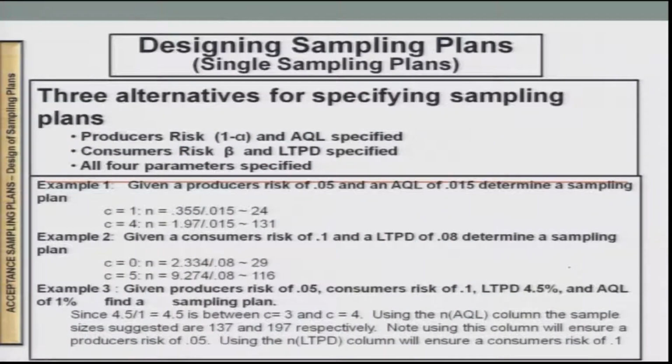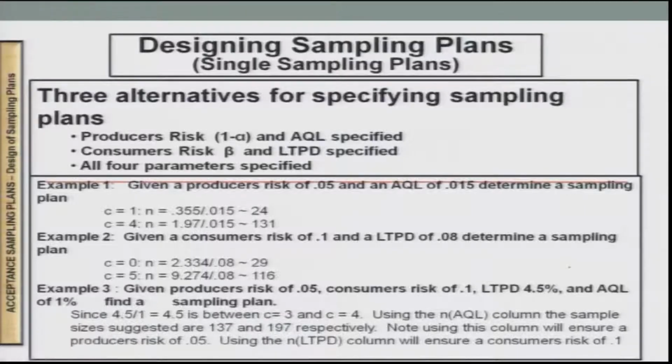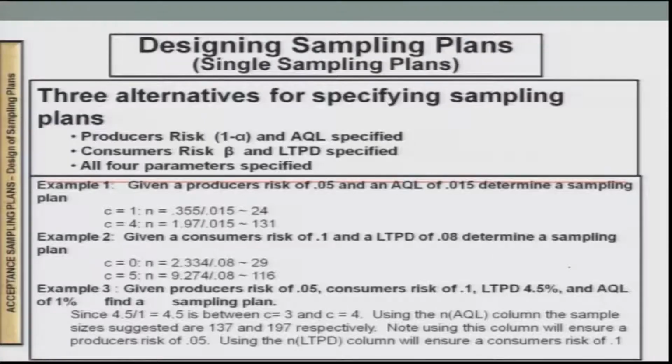Now, I have been mentioning the words alpha and beta time and again, so let us come back to this concept. The alternatives for specifying the sample plans are the producer's risk, which is 1 minus alpha, or the AQL specified values, and the consumer's risk, which is beta, or the LTPD value. All 4 parameters need to be specified: capital N, small n, C and D. In this example, given a producer's risk of 0.05 and an AQL value of 0.1015, you want to determine the sampling plan.